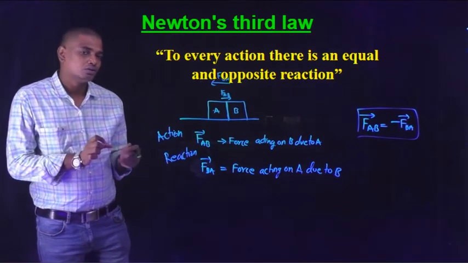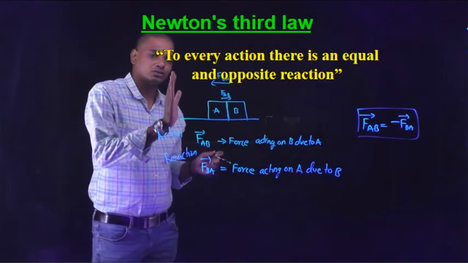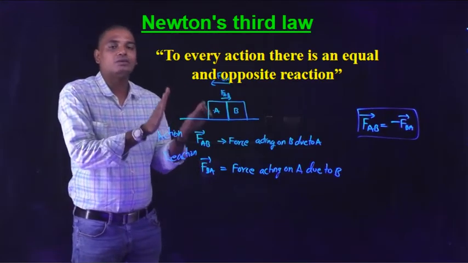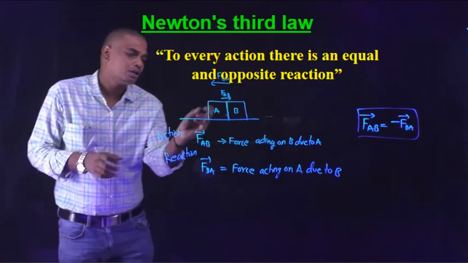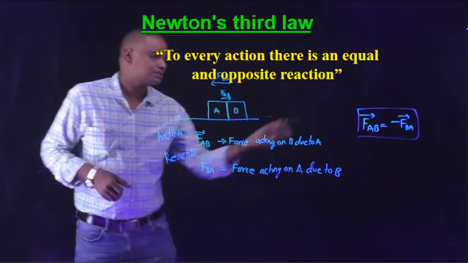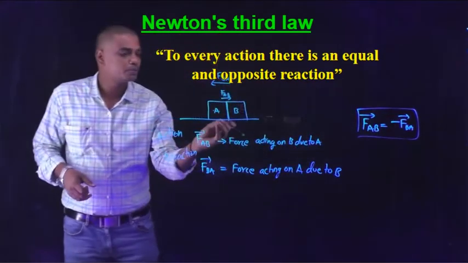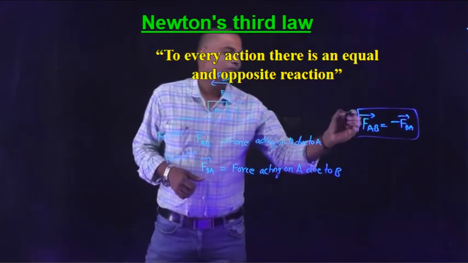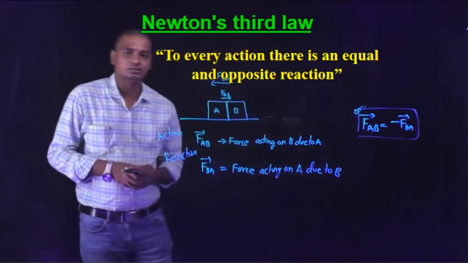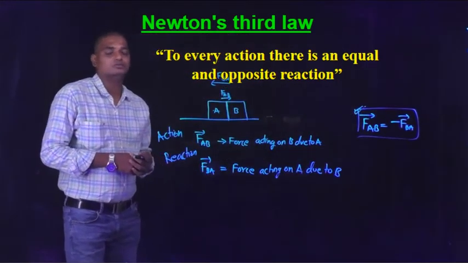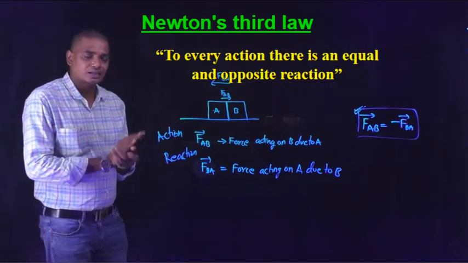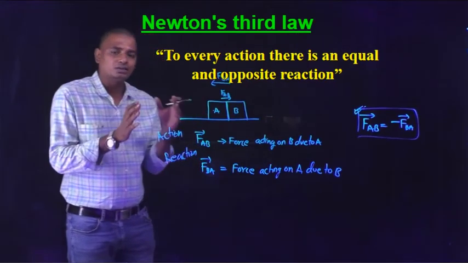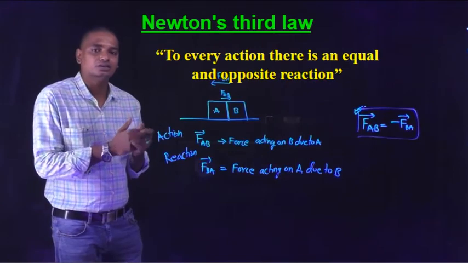So according to the statement, if we apply a force on anything, there should be an equal and opposite reaction also. Here block A is applying the force on block B. The same force, in the opposite direction, block B is also applying on block A. So according to Newton's third law, F_AB is equal to minus F_BA. Let us see some examples from that which we can clearly understand.